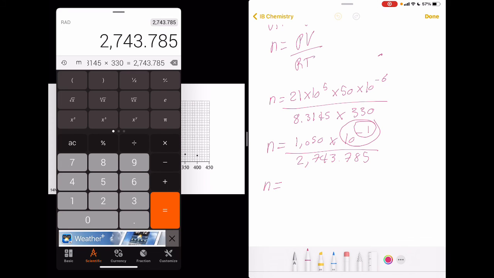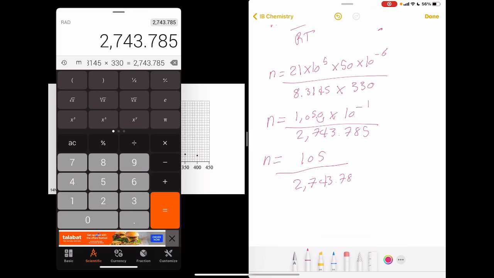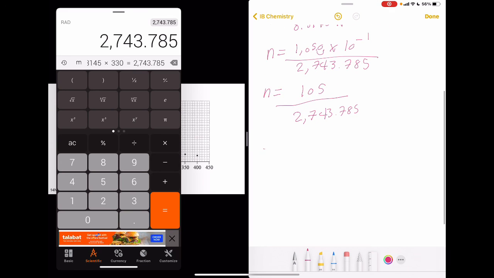So n equals, and then you notice that we have 10 to the power of negative 1 here. What you want to do with that is, 10 to the power of negative 1 means to move the decimal place to the left one time. So this means 105 over 2743.785, and then n would equal 105 divided by 2743.785, which equals this amount.